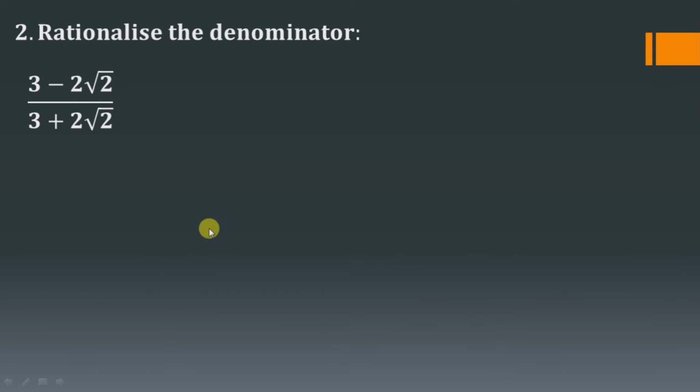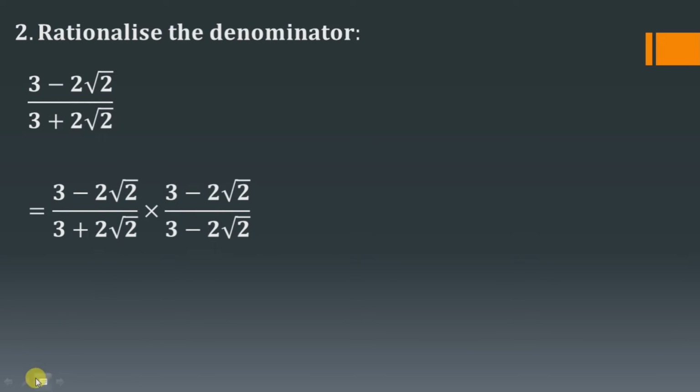My next question is rationalize the denominators. So the question is 3 minus 2 root 2 divided by 3 plus 2 root 2. So I need to rationalize the denominator. For that I will multiply both numerator and denominator by 3, instead of this plus I will write minus. So I will multiply both by 3 minus 2 root 2.